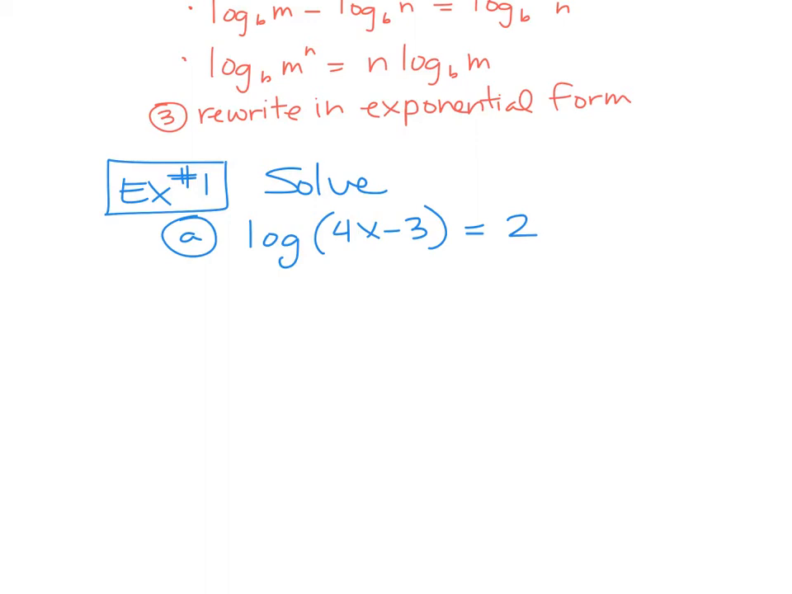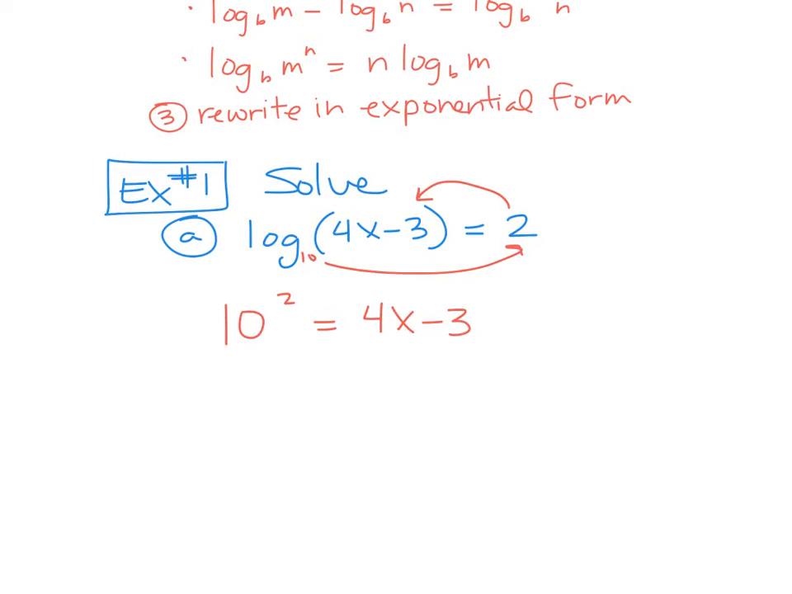Step 2, combine your logs. There's only one log there, so there's nothing to combine right now. So step 3, we're gonna write this in exponential form. What is the base of your log right now? 10, okay? If ever there is no number there, it's a 10. So we're gonna write this in exponential form. 10 to the second power equals this. 10 to the second power equals 4x minus 3.